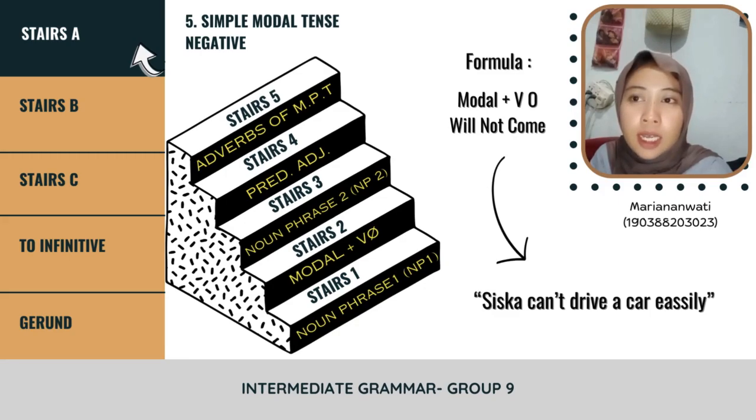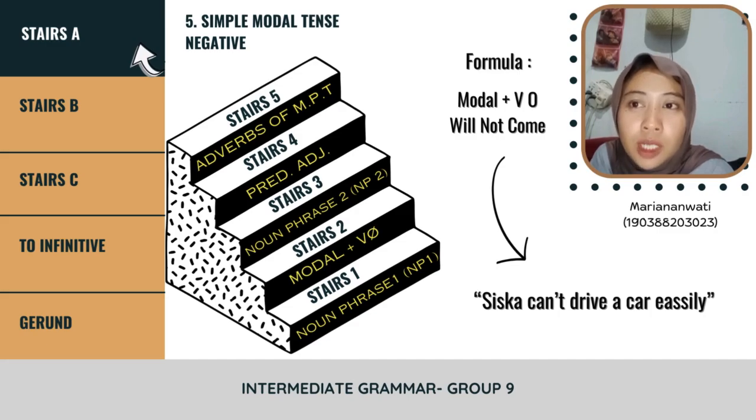Okay, next slide is simple modal tense negative. Simple modal tense negative has one formula. The formula is modal plus verb, will not come. They have 5 stairs. Stairs 1 is the noun plus 1. Stairs 2 is modal plus verb. Stairs 3 is noun plus 2. Stair 4 is predicate adjunct. And stair 5 is adverbs of manner, place, and times.